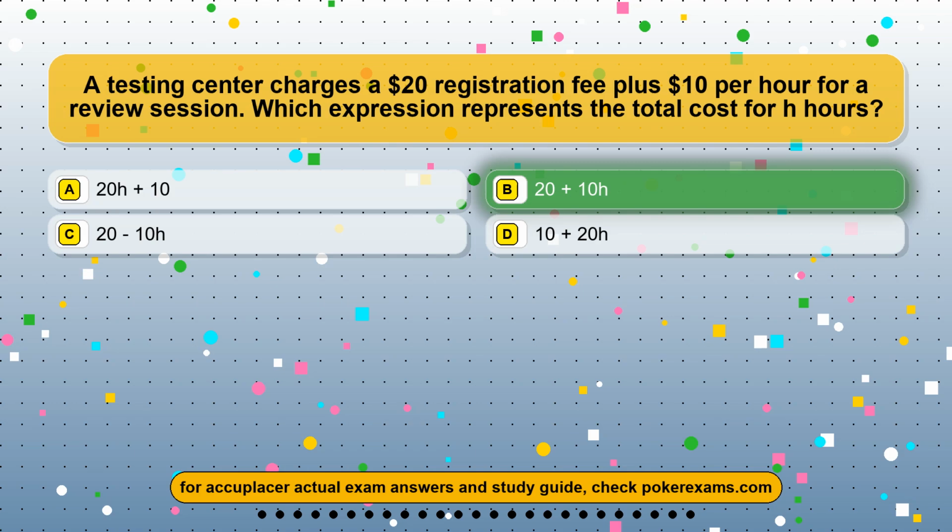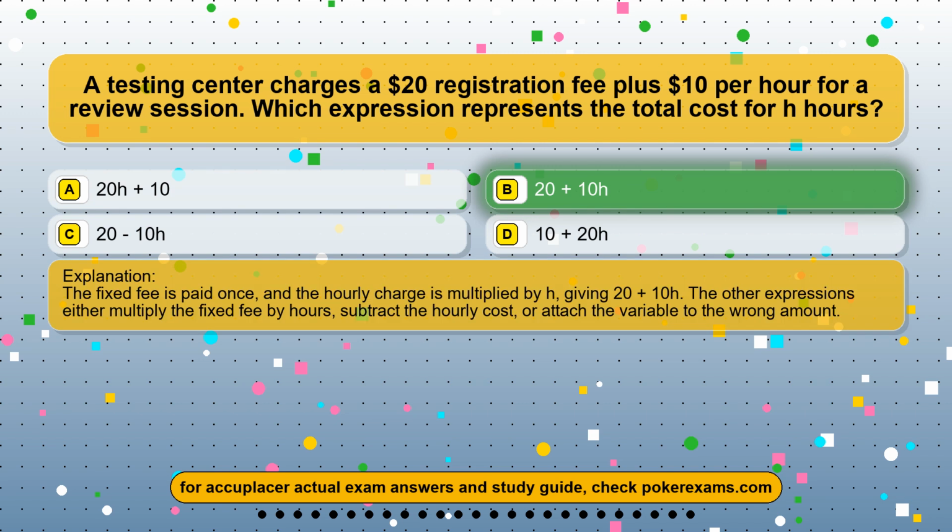The correct answer is option B, 20 plus 10H. The fixed fee is paid once, and the hourly charge is multiplied by H, giving 20 plus 10H. The other expressions either multiply the fixed fee by hours, subtract the hourly cost, or attach the variable to the wrong amount.